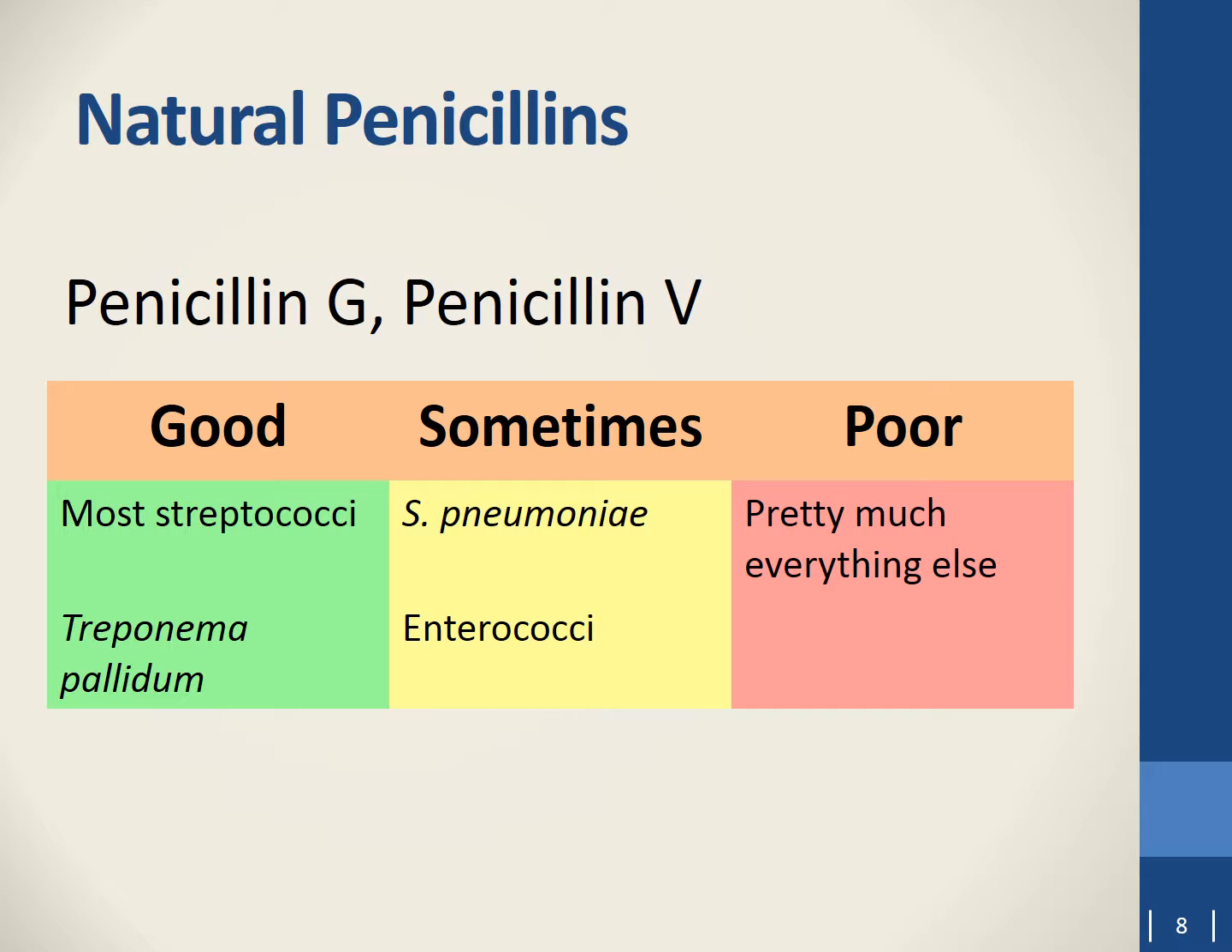these drug classes. So when you think of penicillins, natural penicillins, really the streptococci are the bugs that we're going after with these drugs. Most of them are still highly susceptible to penicillin, and so they still remain a treatment of choice for things like streptococcal pharyngitis, for example. Treponema pallidum causes syphilis, and penicillin remains a treatment of choice for that as well.